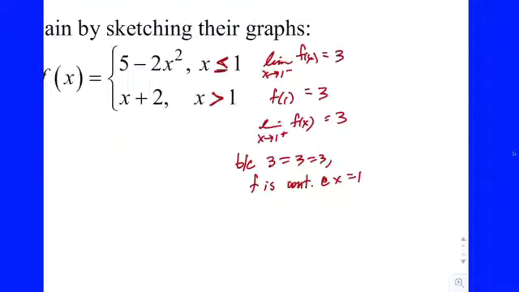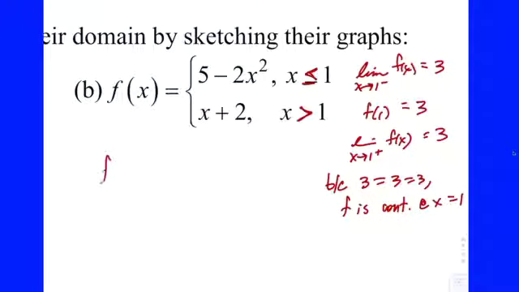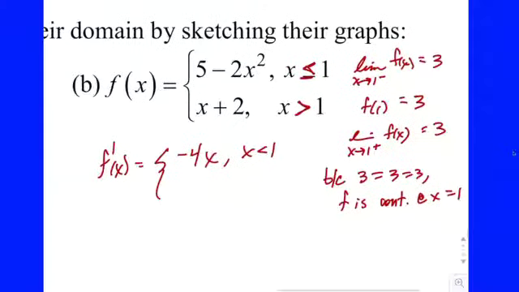Does that mean it's also differentiable then? No. Let's test for differentiability now, but not using the alternate form. So for that, we'll need a piecewise derivative, and that's going to be negative 4x when x is less than 1. We don't put equals there because we're trying to see if the derivative does in fact exist at 1. And then the bottom is going to be 1 when x is greater than 1.